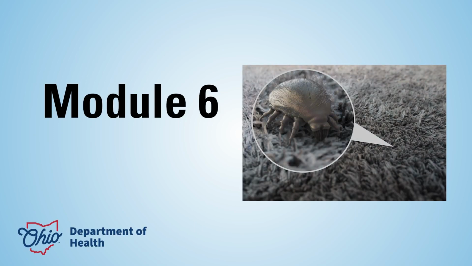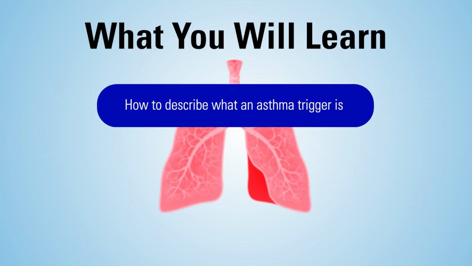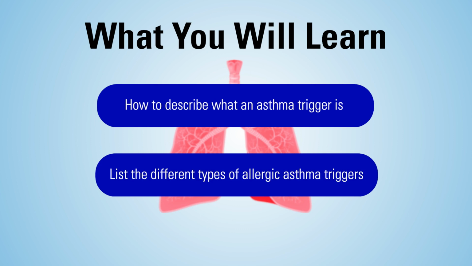Welcome to Module 6, Allergic Asthma Triggers. In this module, you will learn how to describe what an asthma trigger is. You will be able to list the different types of allergic asthma triggers.